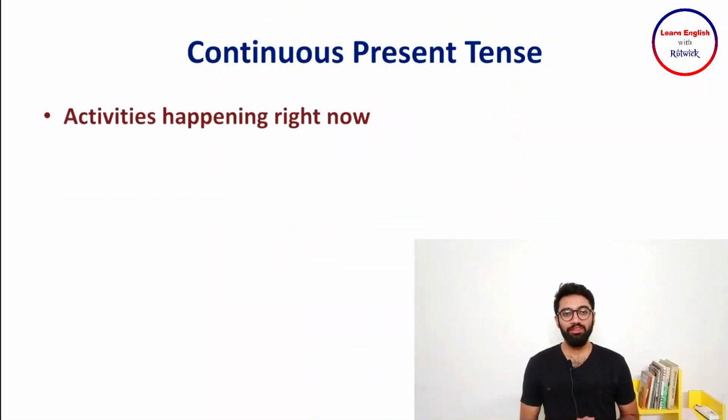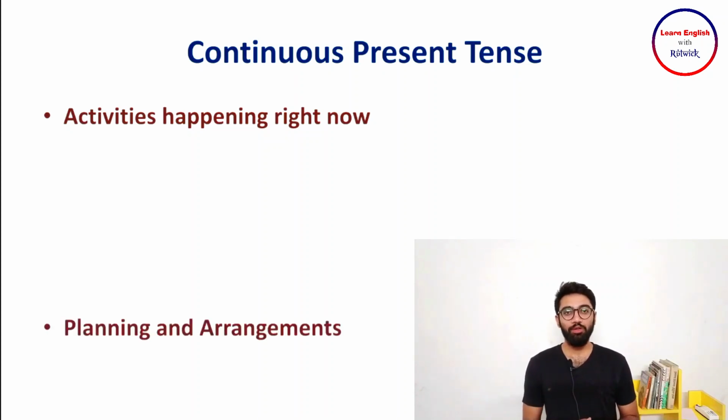Now let's understand when we use this tense. There are many situations, and here I have mentioned a list. The first is to talk about the activities which are happening at the time of speaking. Now this is the most common situation, and perhaps this is what we have been taught all the time. But this tense is not just limited to this situation. There are many more situations in which we have to use this tense.